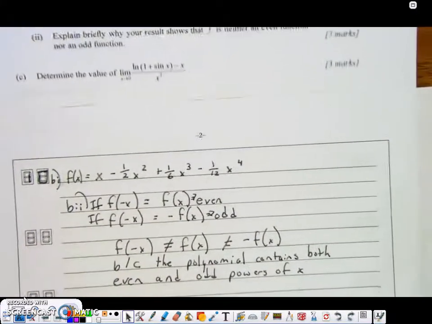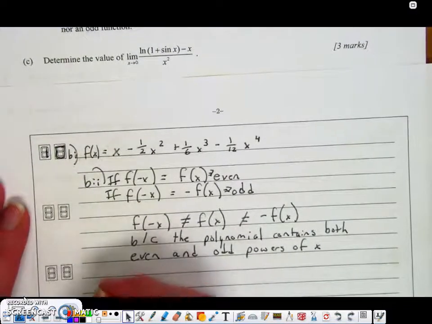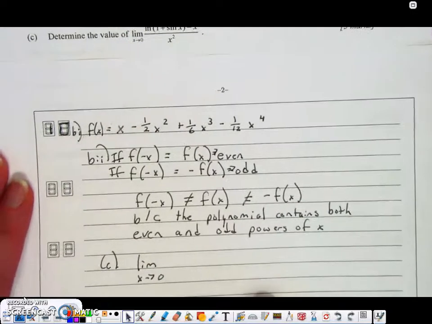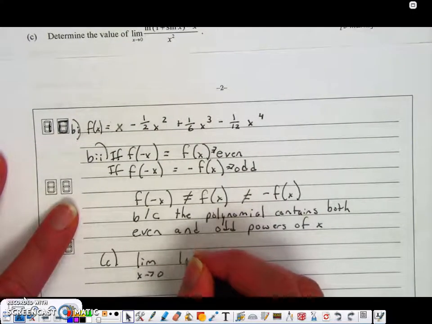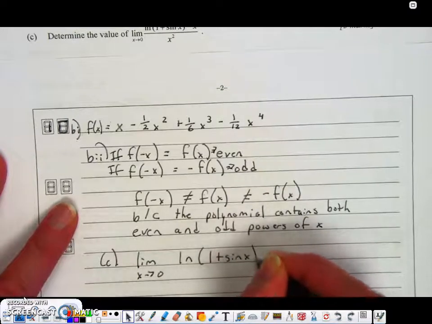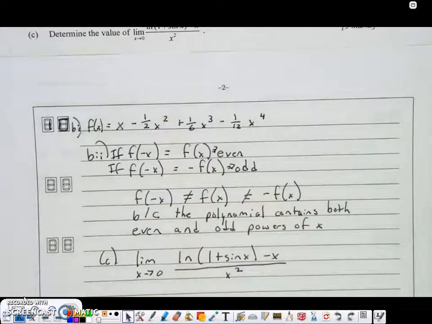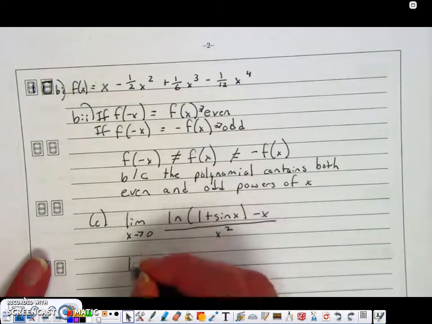Okay, the next one, C, says determine the value of the limit as x approaches 0 of ln of 1 plus sine x, minus x, over x squared. Now, it does not say hence or otherwise or any of that. You can choose any method you want. The reason they connect it with this problem is because you just found a power series polynomial approximation for ln of 1 plus sine x. That's what you did. Because you did that, that is one way to solve this problem.